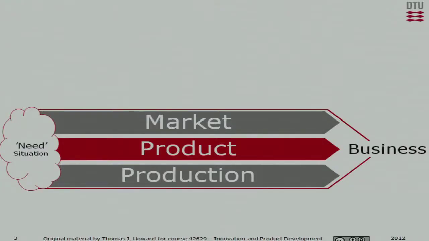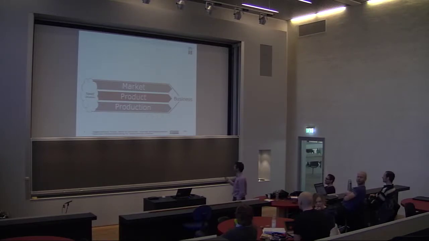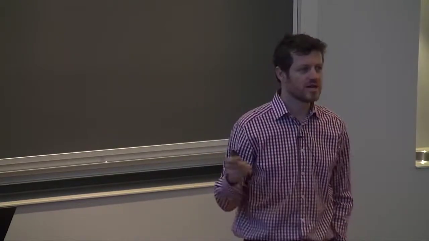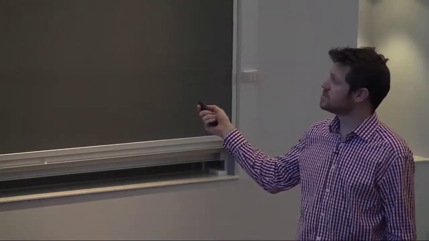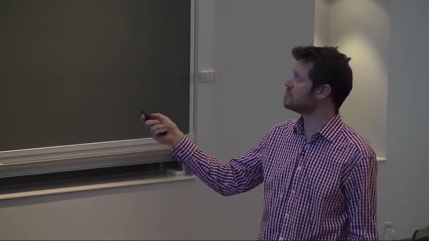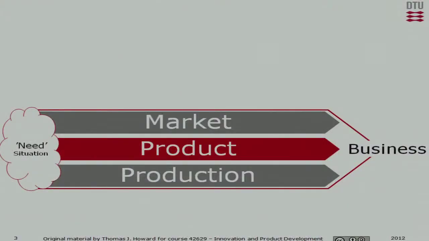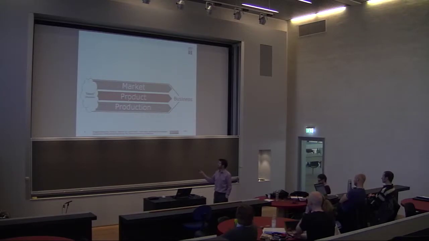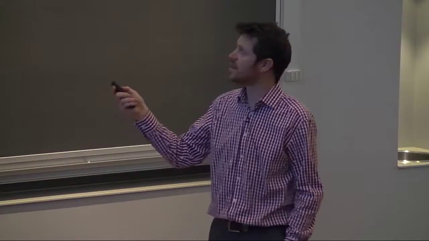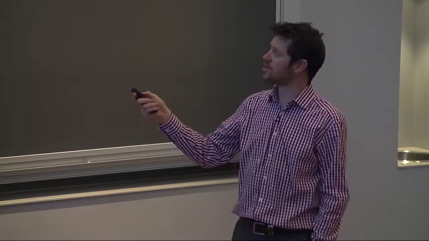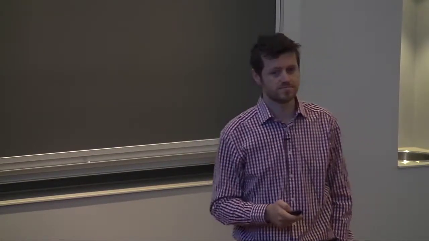So, does anybody remember this diagram? Can anyone tell me what it is? This was introduced to you right at the beginning of the course, about 13 weeks ago. It was the integrated product development model. It's basically saying that the business is composed of three essential elements: an established market, an established and well-designed product, and a production system. And the need for the business can come from any one of these three. It can come from a new market idea, a new idea for a product, or some new production capabilities.